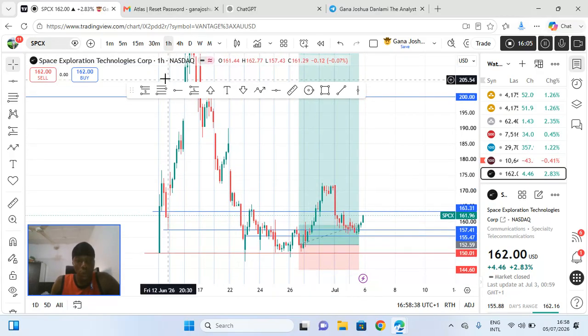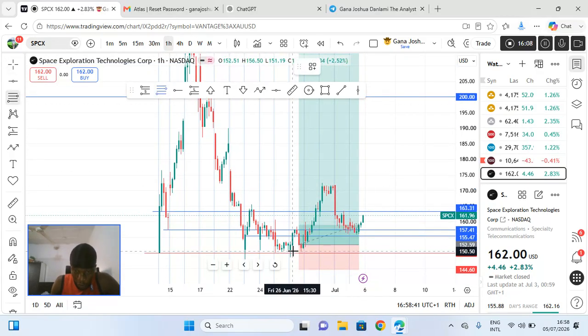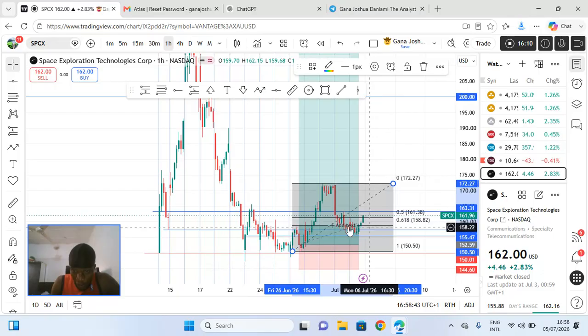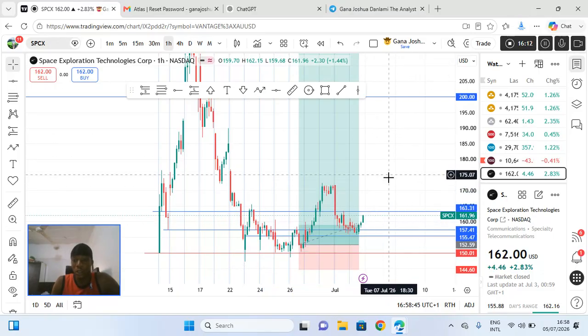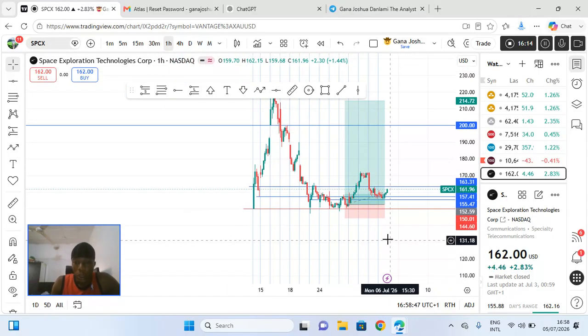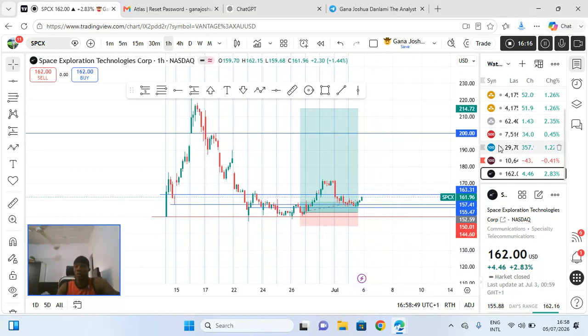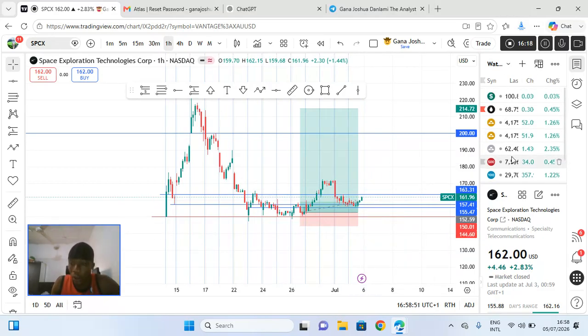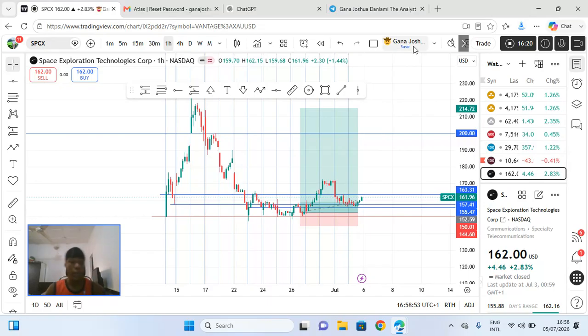Because if we do the 50% Fibonacci retracement of this move, where will it leave us? Around this level where price is reacting. So long term, we're bullish on the SpaceX stock. That's just the overview. These are the pairs I trade.